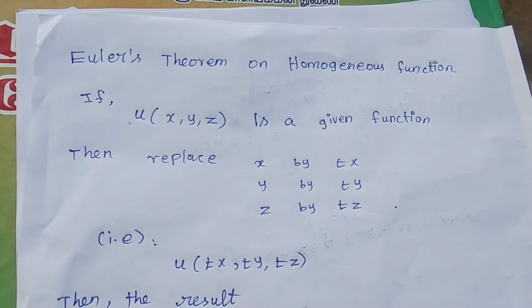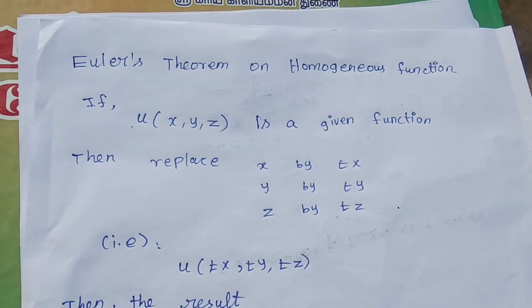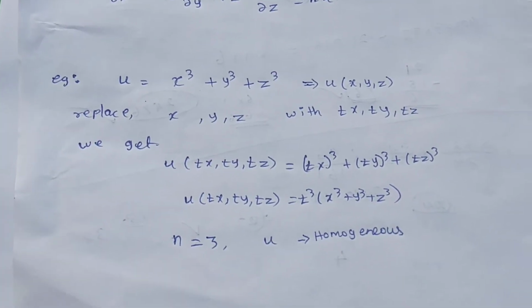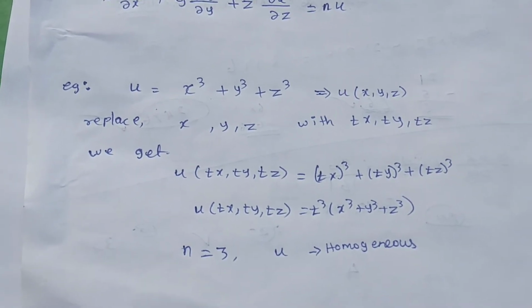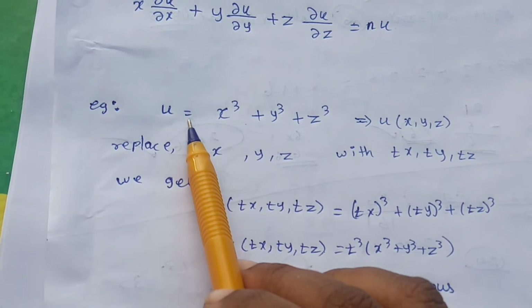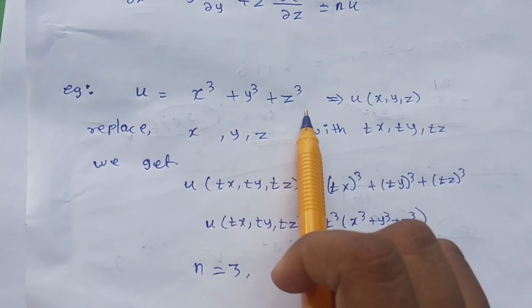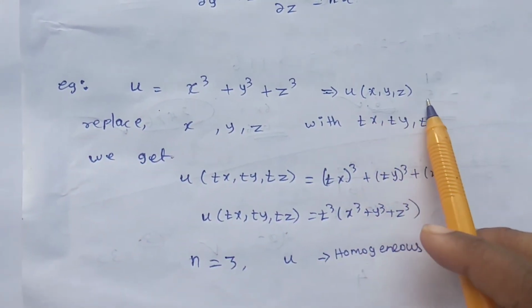Hi, today we are going to see what is Euler's theorem on homogeneous function. Let me take this example and go to the definition of a homogeneous function. Here I consider a function u equal to x cube plus y cube plus z cube. That is, u is a function in terms of x, y and z.